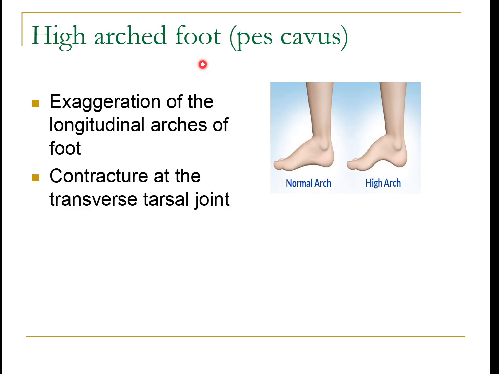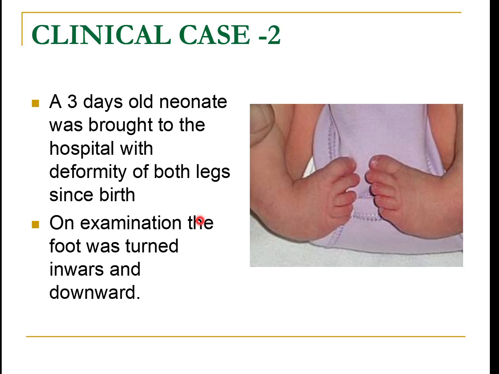Next, coming to the high arch foot, also called pes cavus. In this condition, there is an exaggeration of the longitudinal arches of the foot. This is the normal arch, and here you can see the longitudinal arches increased. This is due to contracture at the transverse tarsal joint.